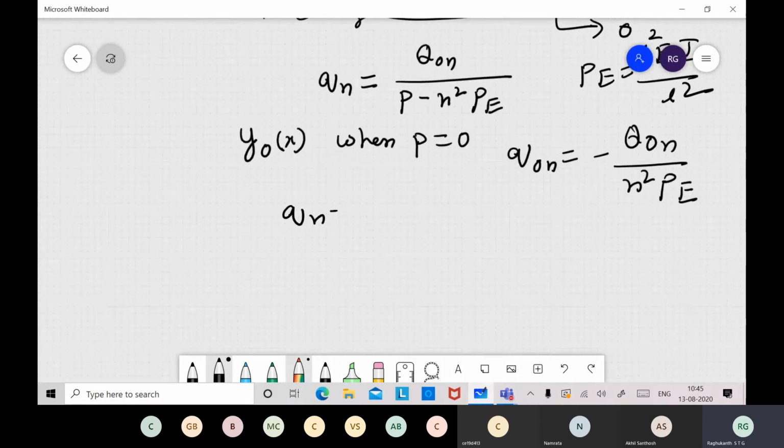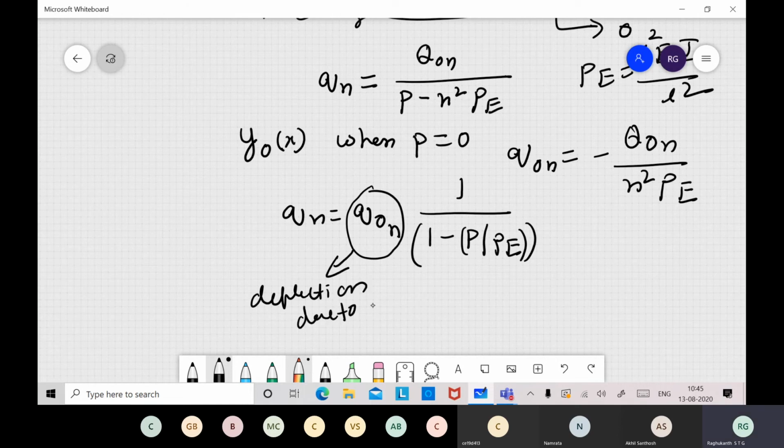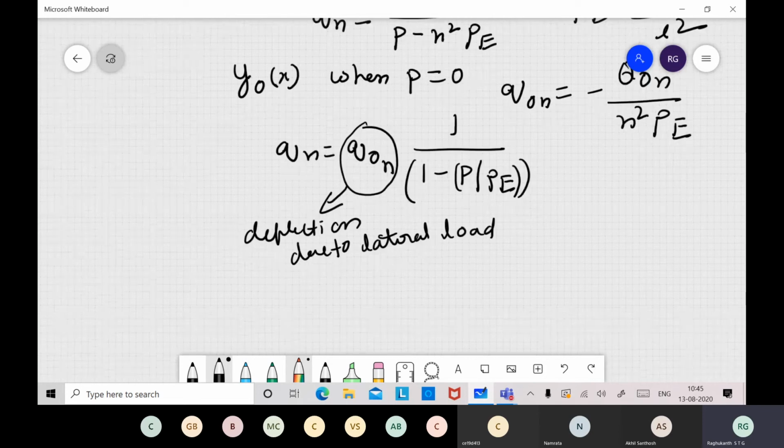So now your qn you can write in terms of Q naught n, that is the initial deflection, divided by 1 minus P by PE. You followed? So you will get a nice expression like this. Your Q naught n is nothing but the deflection due to the lateral load. You followed? So this gets amplified.